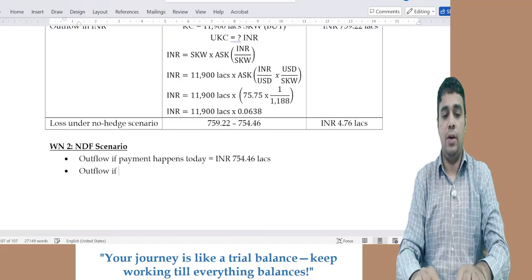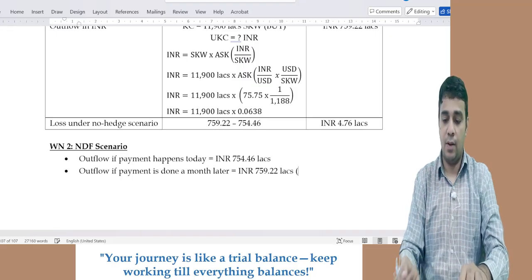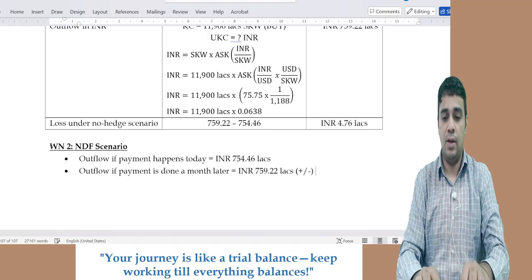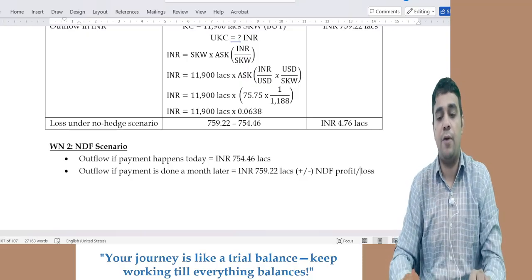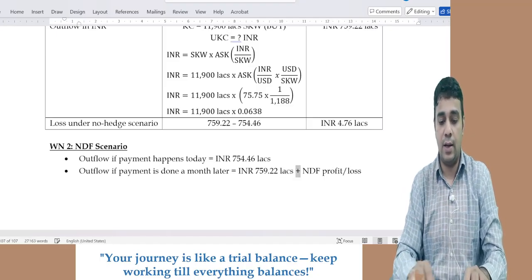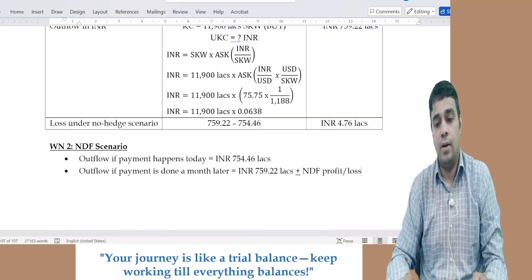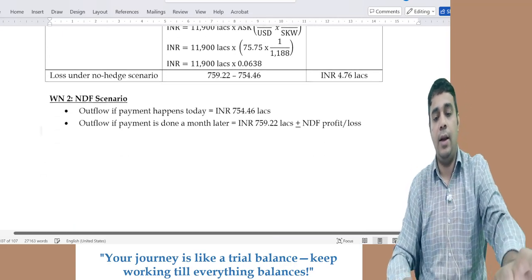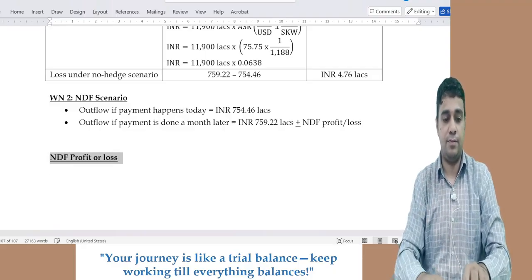Outflow if payment is done a month later, 759.22 lakhs plus or minus NDF profit or loss. We'll do the calculation. It can be a profit, it can be a loss. I will do that calculation. Plus or minus NDF profit or loss. Leave some 2-3 lines and then come down to NDF profit or loss.